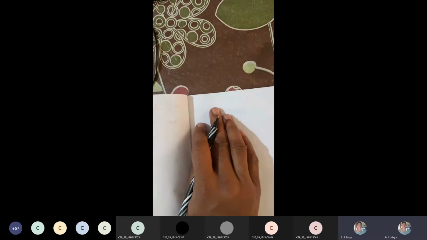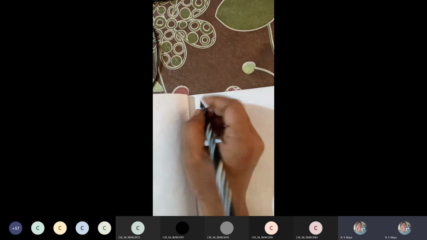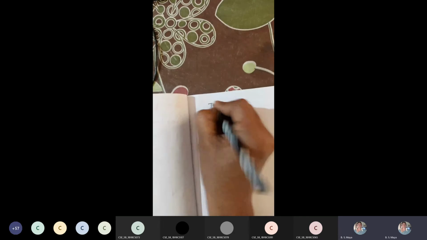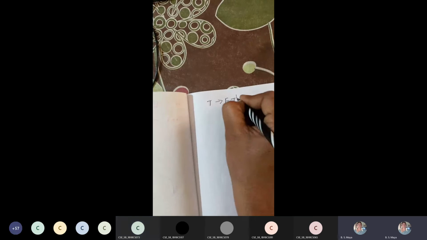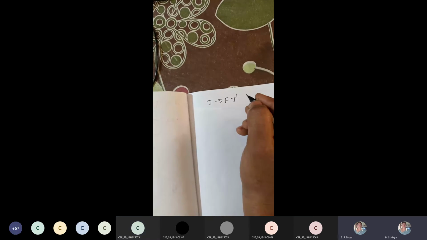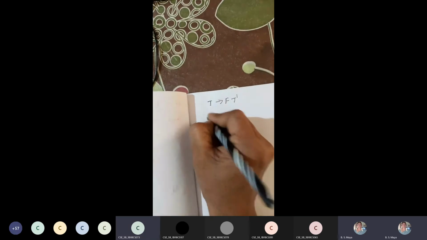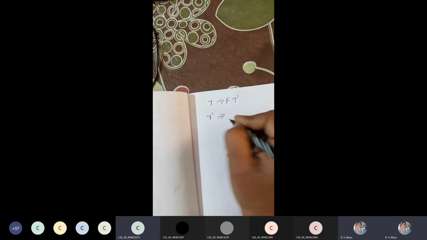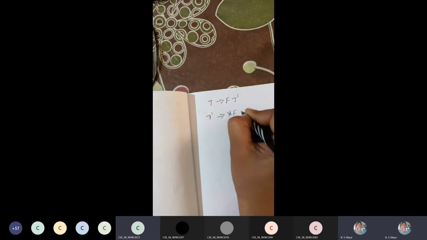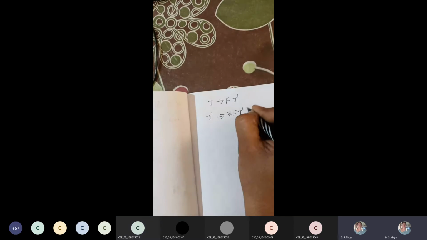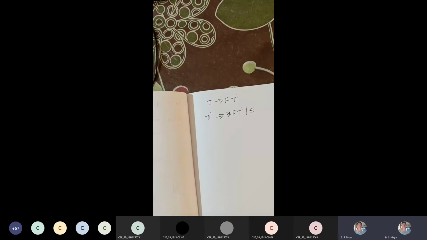T derives F T dash. T dash derives... T dash is a new non-terminal, right? What is T dash now? Star F T dash. Very good. T dash, then epsilon. Clear?